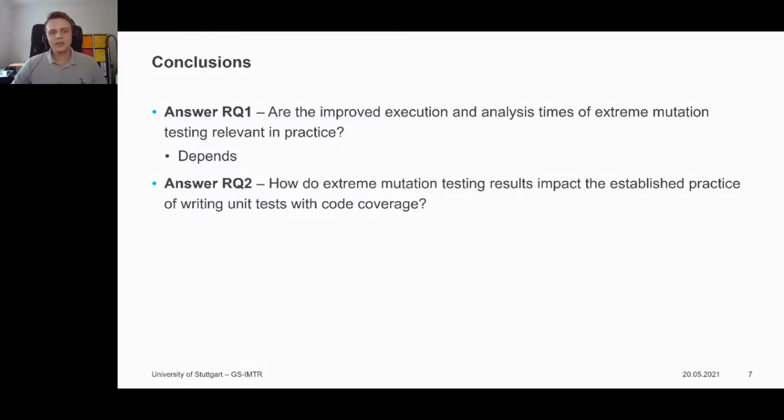And on the second research question, how do extreme mutation testing results impact the established practice of writing unit tests with code coverage? We say that it's supplemental, so it makes code coverage, like execution coverage or line coverage, a little bit more accurate, in showing what is actually tested and not only executed. So if you would adjust all the lines that are considered to be pseudo-tested and remove them from the coverage report, we would have to adjust the line coverage from 89% to 82%.